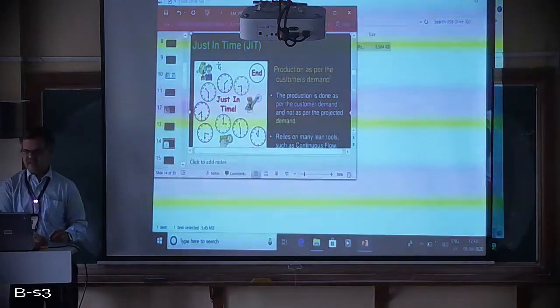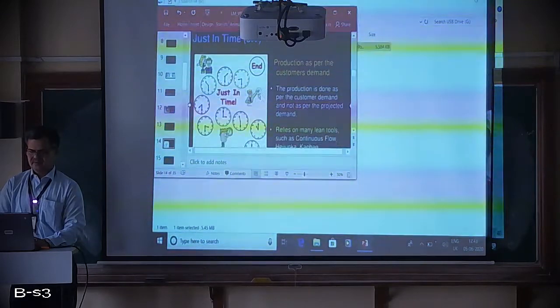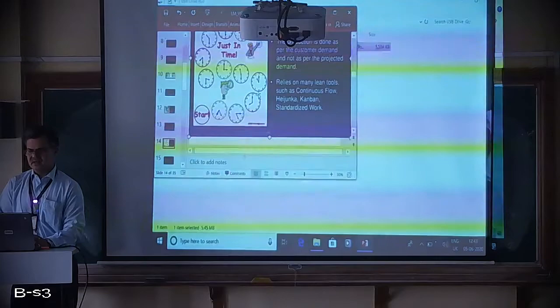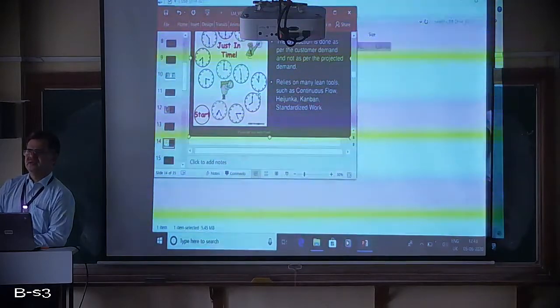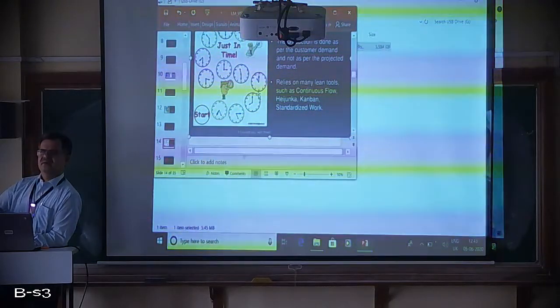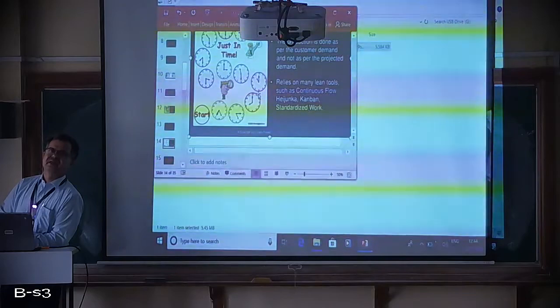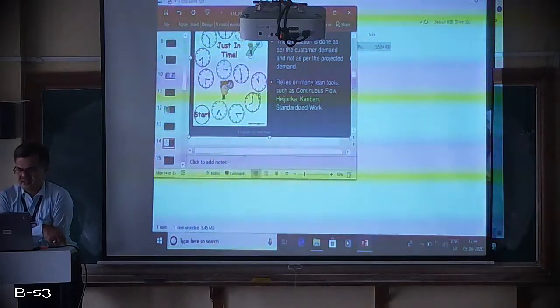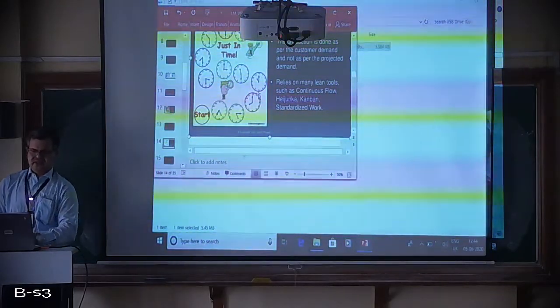Okay. And it relies on many lean tools such as continuous flow, Heijunka, Kanban, and standard work. So just in time can't work alone as a tool. Jidoka and just in time are the two pillars, but these two pillars have so many tools. So just in time can't work alone as a pillar; it needs tools to assist it, like continuous flow, Heijunka, Kanban, and standard work. So that's about just in time.